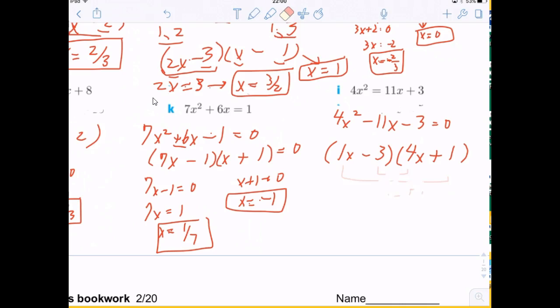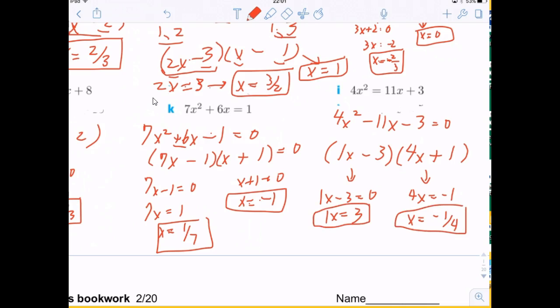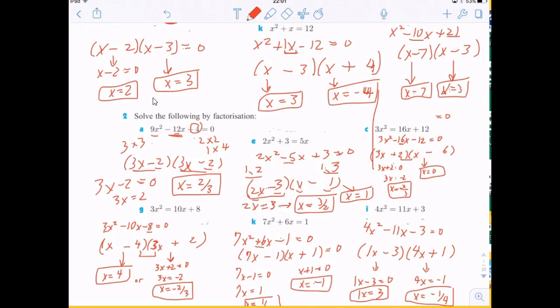So, great. So, the solution for this one, 1x minus 3 equals 0, which means 1x equals 3, which means x equals 3, right? We already got x equals 3. And then the other one, 4x plus 1 equals 0, so 4x equals -1, x equals -1/4. Okay? Alright. Alright, so that was it for page 1.